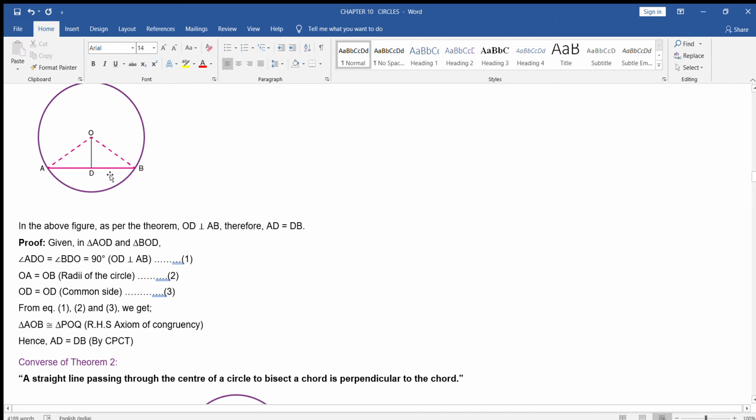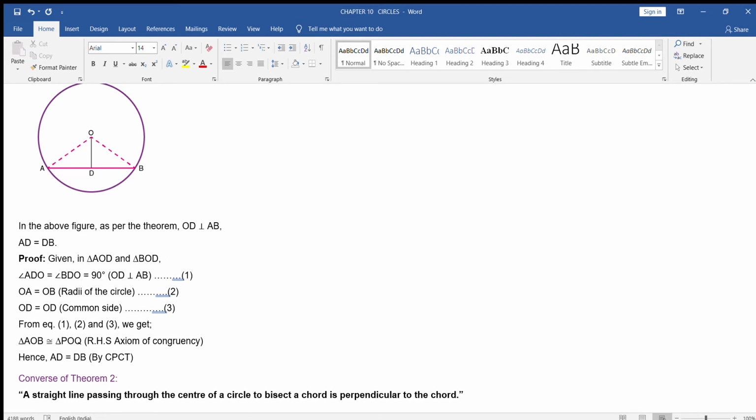Once both triangles are congruent, the remaining parts, AD and DB, are equal. This AD is equal to DB, this we need to prove. You will write it in 'to prove', and the part above it is given to us.